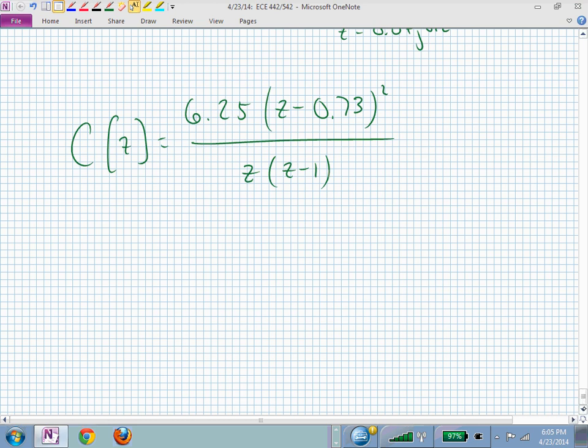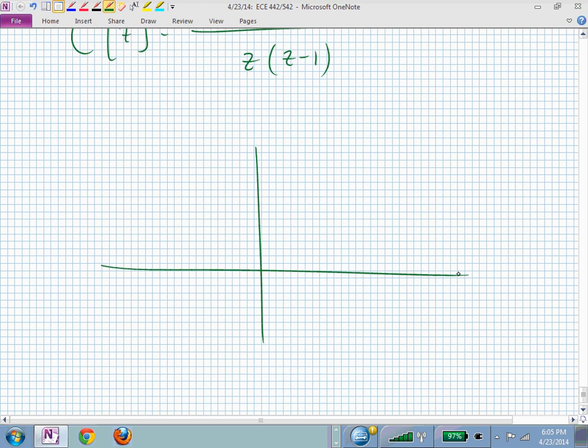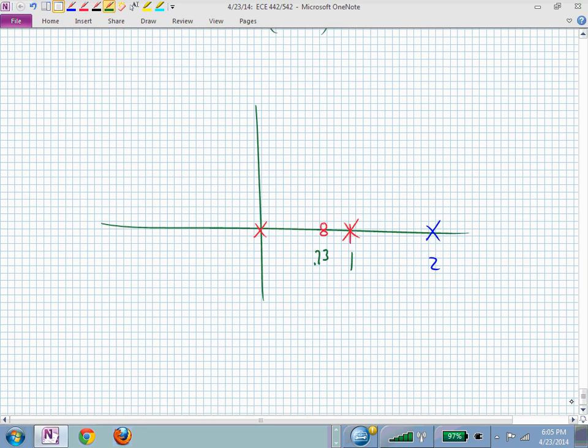What we need to worry about, though, is now we have one more pole than we had with the PI controller. We had our plant having a pole there, and our controller now has 2 poles there. And we've now located our zeros right on top of each other. This is supposed to be 1, and this was 0.73, roughly.